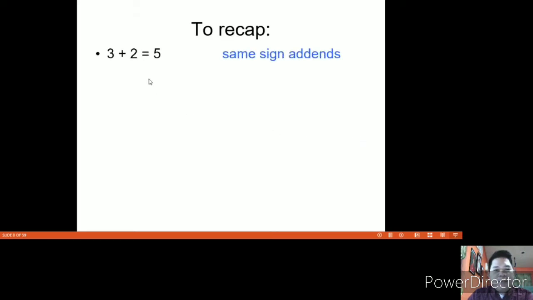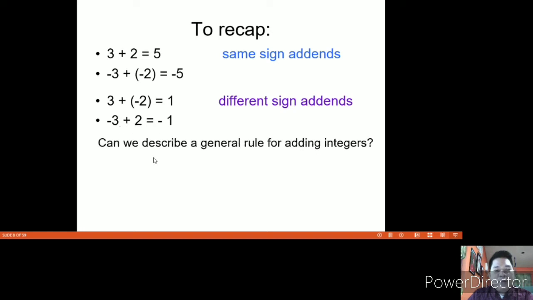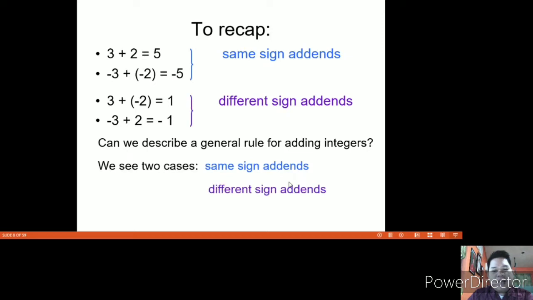To recap, 3 plus 2 is equal to 5, same sign addends. Negative 3 plus negative 2 is equal to negative 5. So they are the first two examples, same sign addends. How about 3 plus negative 2 equals 1? Different sign addends. Negative 3 plus 2 is equal to negative 1. Can we describe a general rule for adding integers? We see two cases, same sign addends and different sign addends.